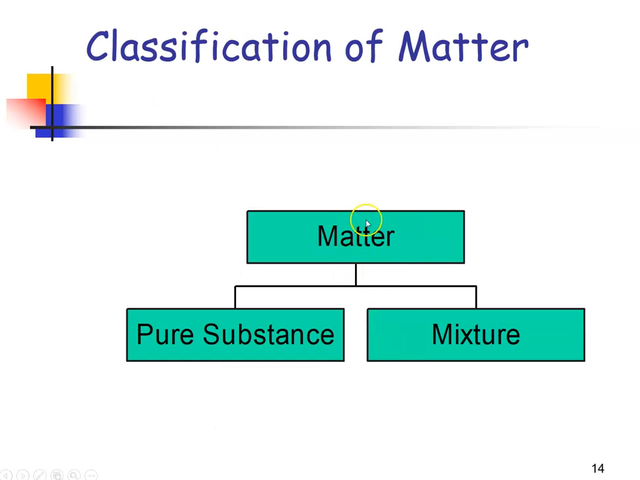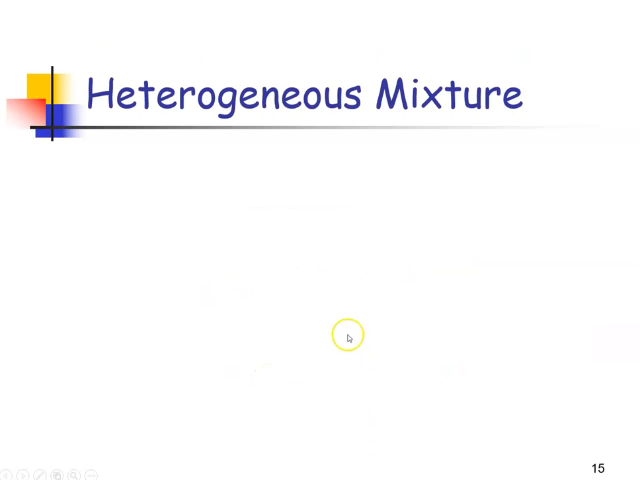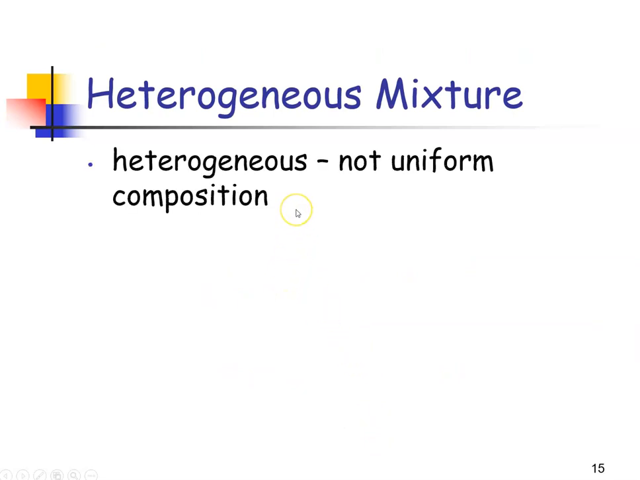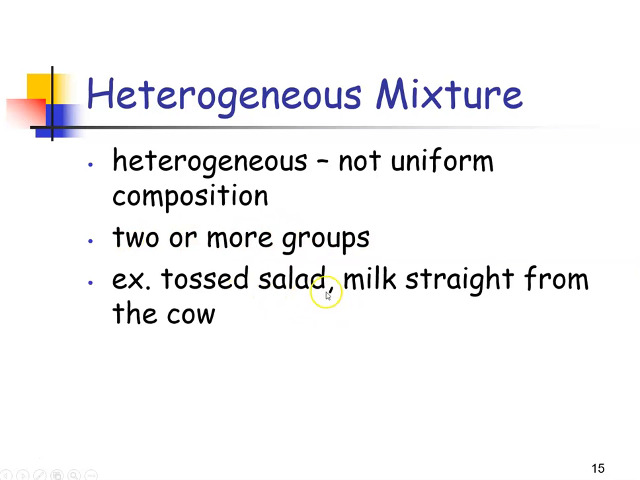All right, so matter, two types, pure substances and mixtures. We're going to subdivide those as well. All right, so heterogeneous mixtures don't have a uniform composition. In other words, you can kind of see the individual pieces or chunks of the mixture. So you'd have two or more groups or two or more phases. So tossed salad, milk from the cow because the fatty part of the mixture, the cream, separates out.